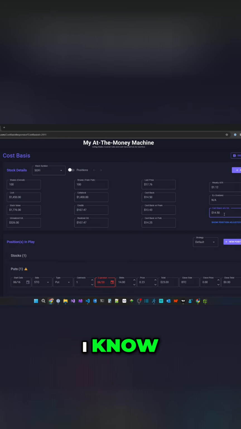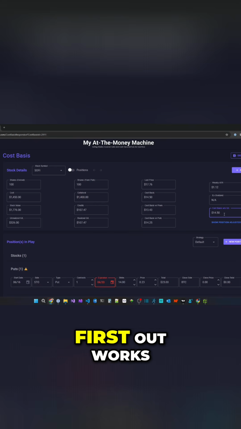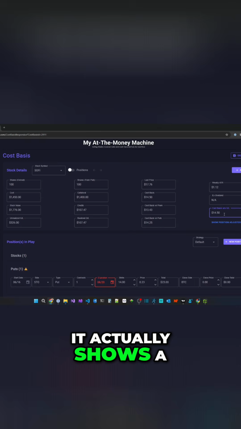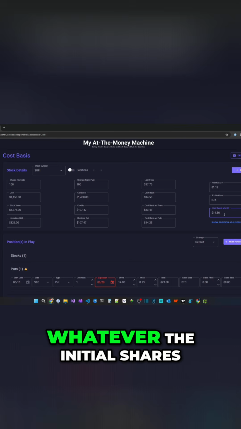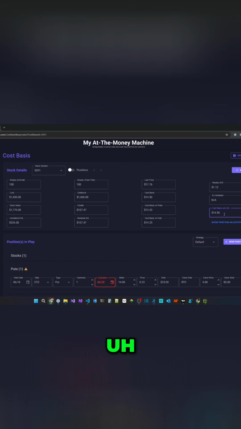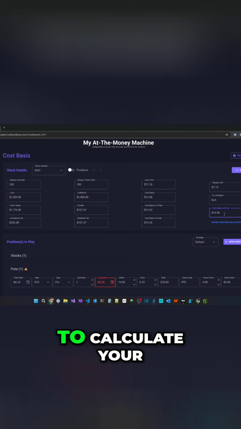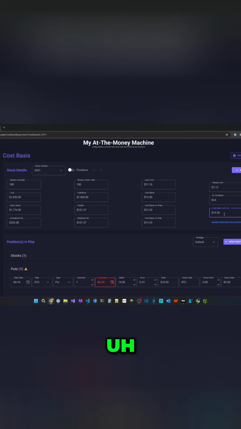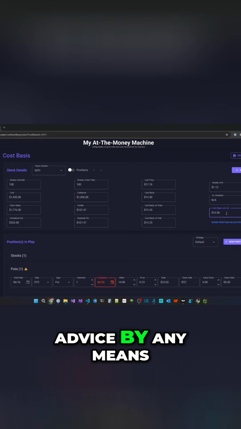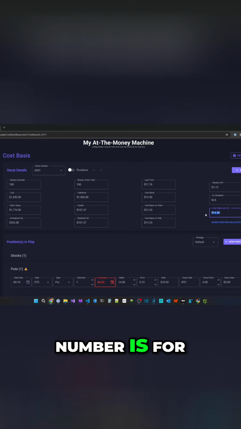It's confusing, I know, but that's how first in, first out works. It doesn't take your average cost basis. It actually shows a loss based off of whatever the initial shares that you bought were. And Schwab actually goes by this. A lot of brokerages actually go by this to calculate your realized gains and losses. It goes off of the first in, first out accounting principle. This is not tax advice by any means, but that's what this number is for.